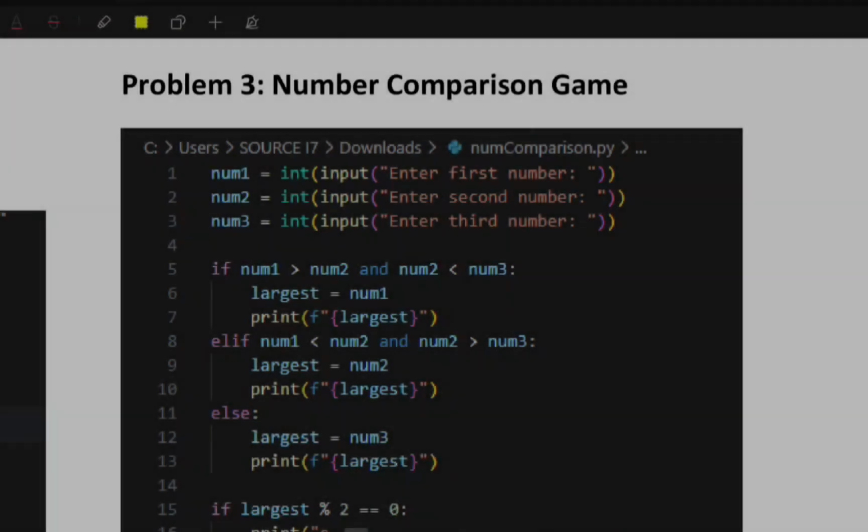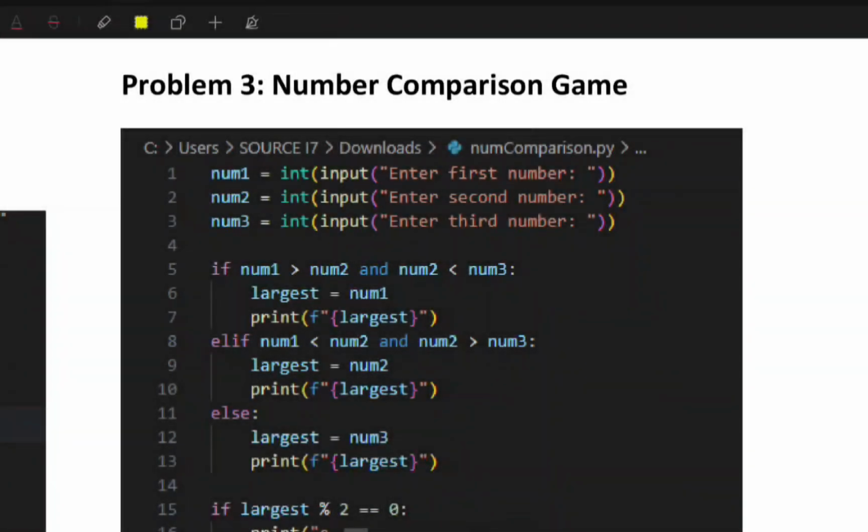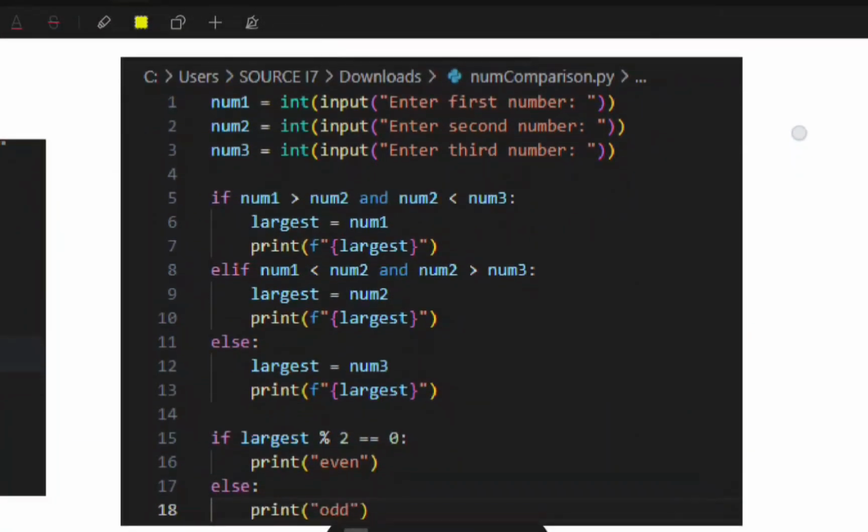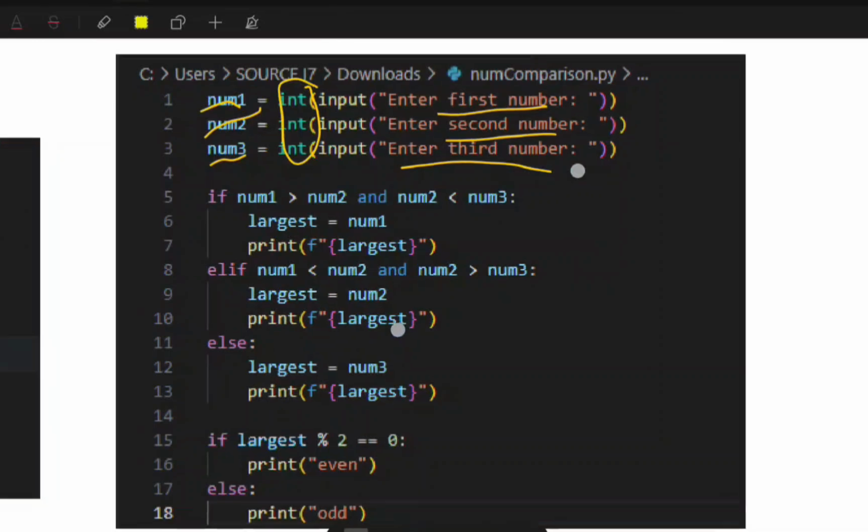For our problem number 3, we have the number comparison game. In our number comparison game, we will just compare the first number, second number, and third number to find which is the largest one. So, we have num1 as a variable for our first number, num2 for our second number, and num3 for our third number. They are all integers since it is only required to find the largest number or the smallest number, and it does not say whether float or integer.